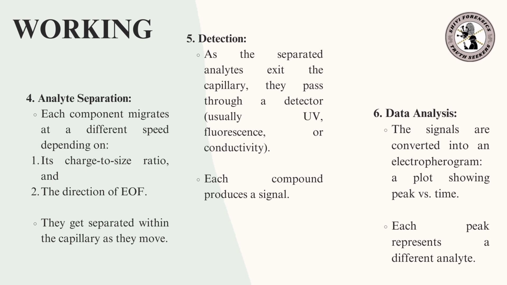The fifth step is detection. As the separated analytes exit the capillary, they pass through the detector. Usually we use a UV-visible, fluorescence or conductivity detector, and then each compound will produce a signal. That signal is visible at the computer. How will it be visible? That signal will be converted into an electrophoregram, a plot that shows peaks against time. Each peak represents a different analyte.